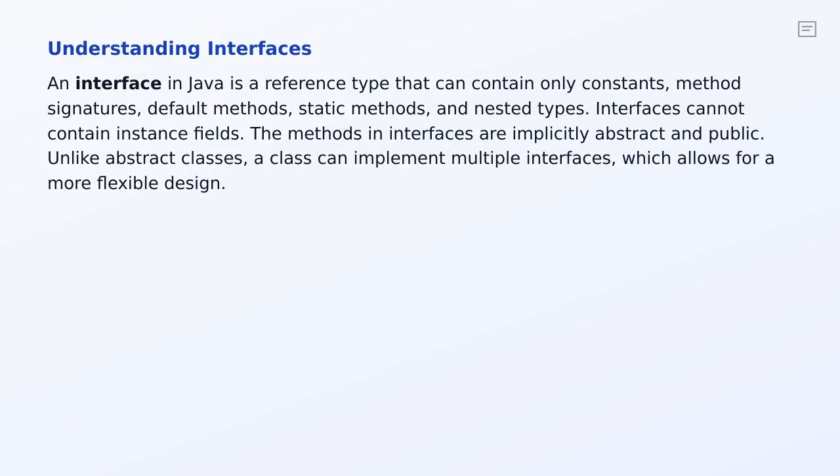Understanding interfaces, let's dig in. An interface in Java is a reference type that can contain only constants, method signatures, default methods, static methods, and nested types. Interfaces can't contain instance fields. The methods in interfaces are implicitly abstract and public. Unlike abstract classes, a class can implement multiple interfaces, which allows for a more flexible design.